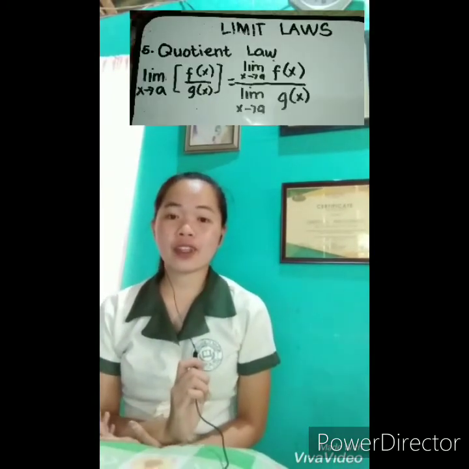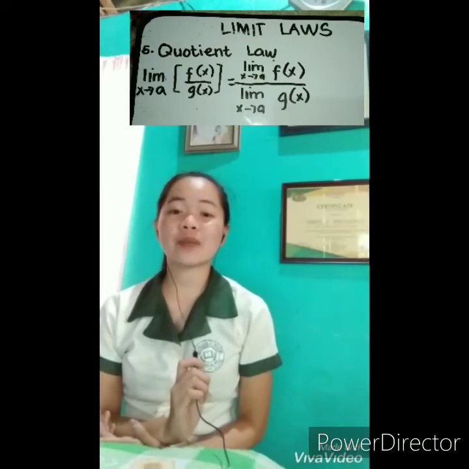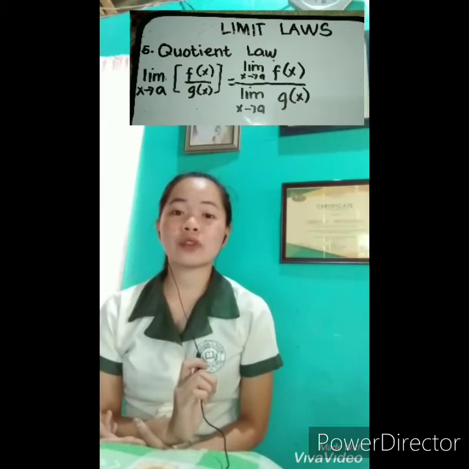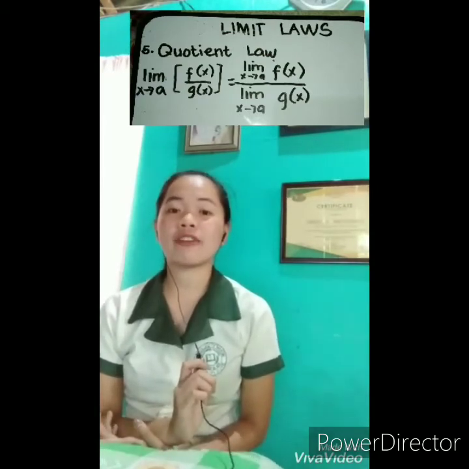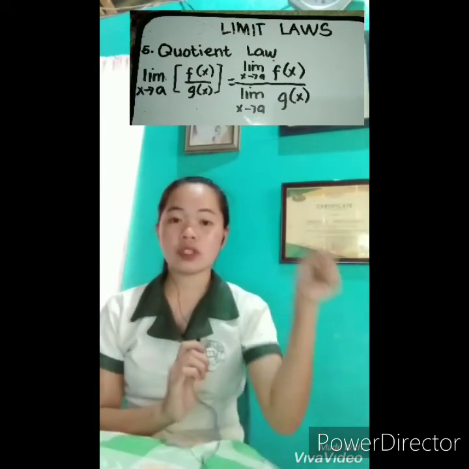And we have the fifth one. So we have the quotient law. This law indicates that the limit of f of x over g of x as x approaches a is equal to the limit of f of x as x approaches a divided by the limit of g of x as x approaches a.